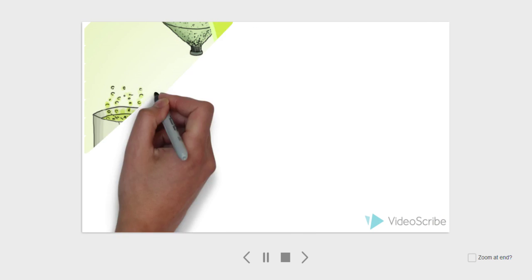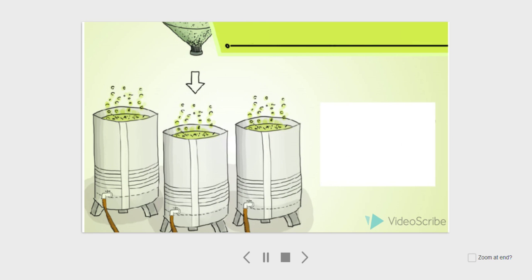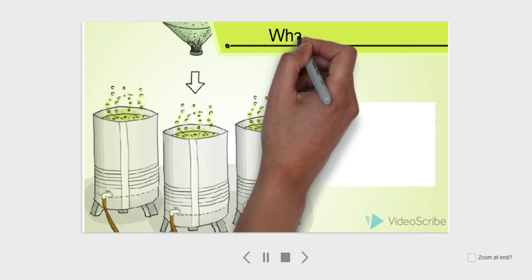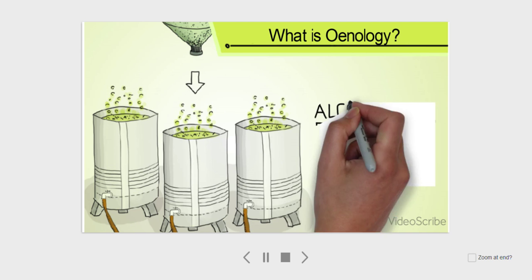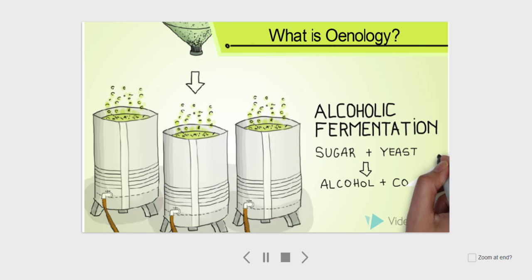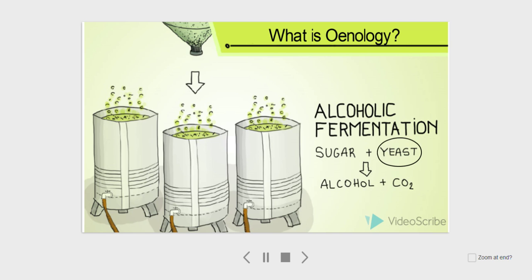Okay, so let's start off with a brief overview of our study by asking the question, what is enology? Enology is the science of winemaking. It's where yeast are used to convert sugars to alcohol and carbon dioxide, and our study focuses on the yeasts that are part of this fermentative process.